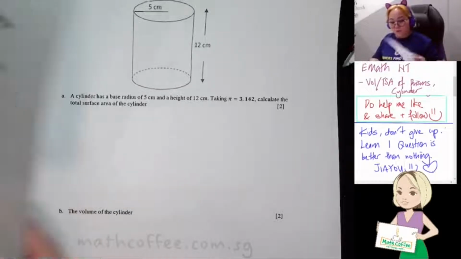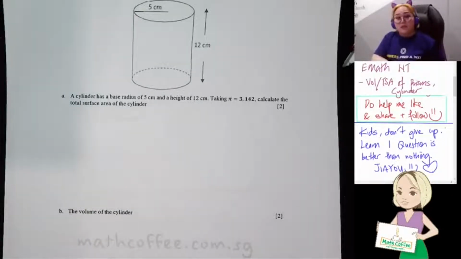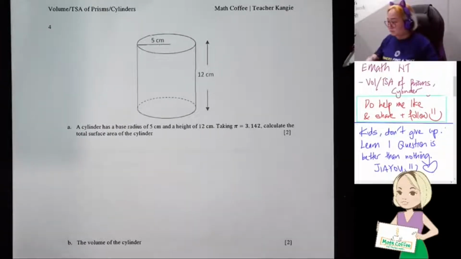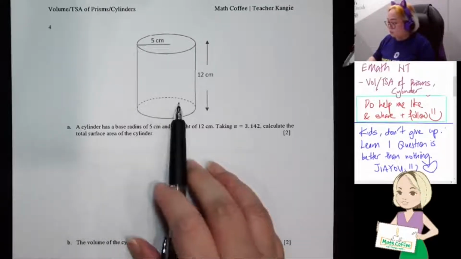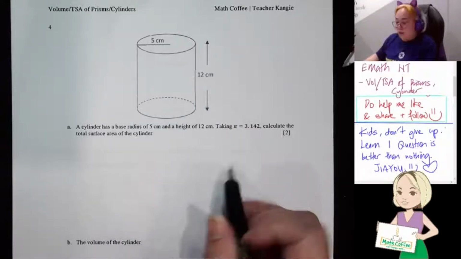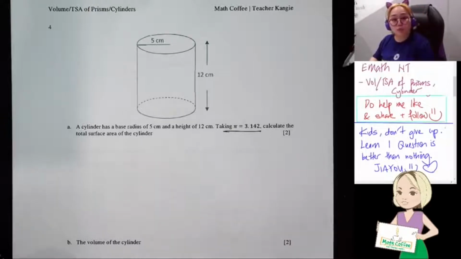Okay, let's move on. Now we have cylinder. So a cylinder has a base radius of 5 cm and a height of 12. Now this time they tell you, taking pi equals 3.142, calculate the total surface area of the cylinder. So actually a cylinder is also a prism. It's just that they give a special name when you have a circular cross-sectional area. They call it cylinder. But actually cylinder is also a prism.